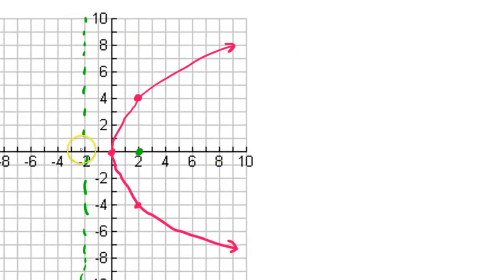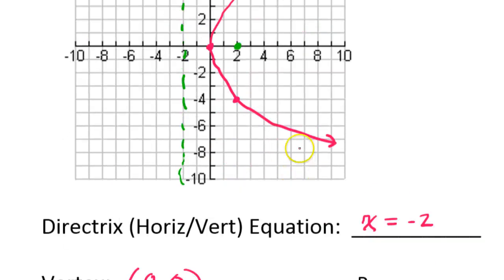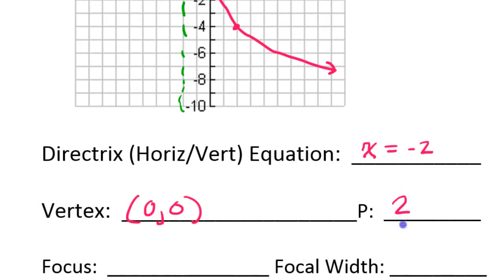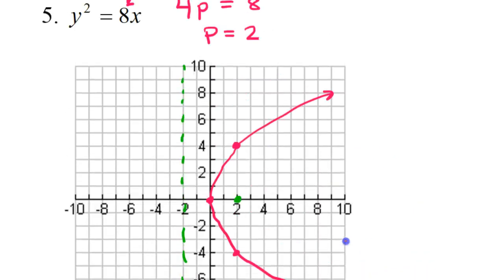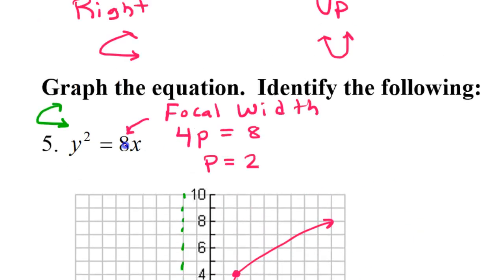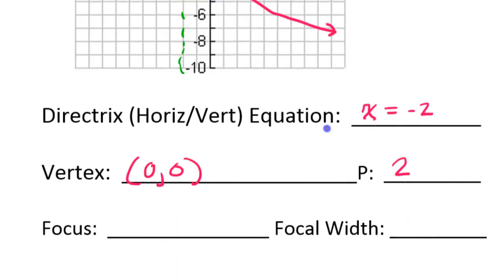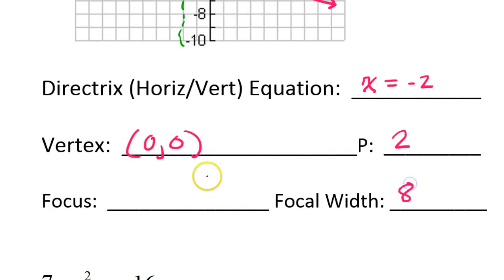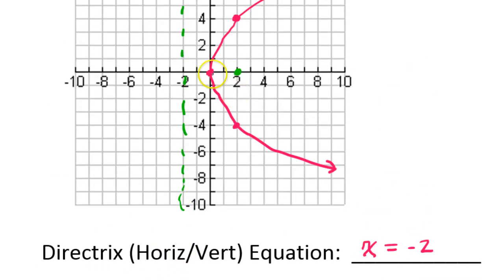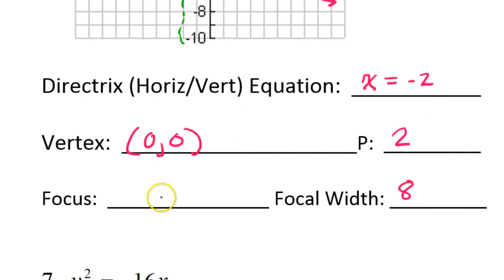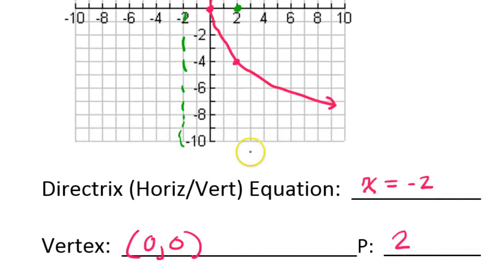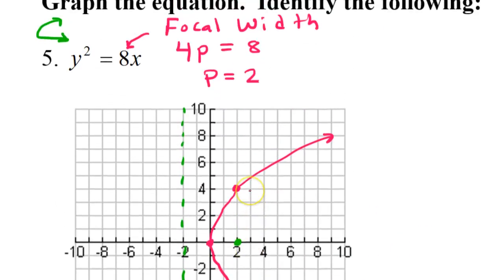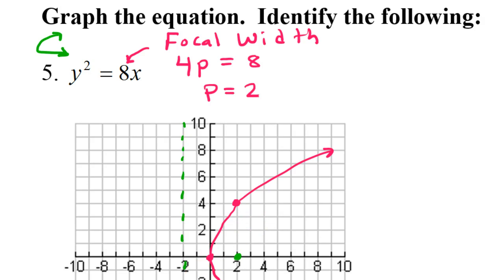The p value was 2. All right, we found that at the beginning, so I'm just going to fill that in. The focal width was the 8. So we knew that from the beginning. We know the focus because we went p to the right, and there it is. So this is the point 2, 0. So the focus is 2, 0. And that is how you graph a parabola in some detail.